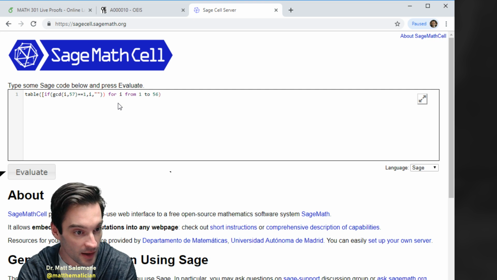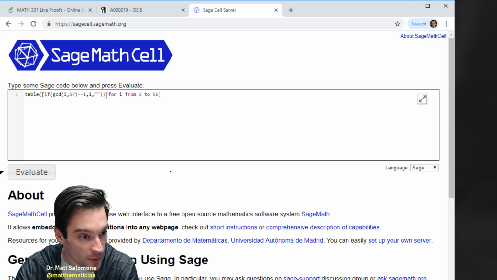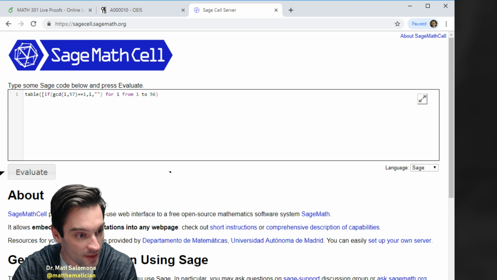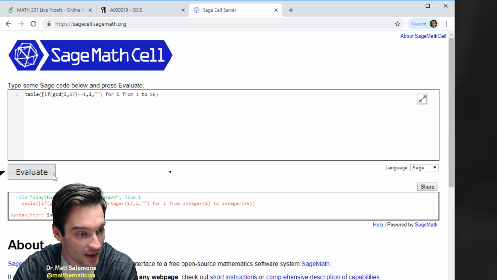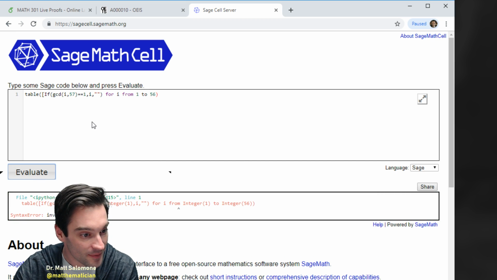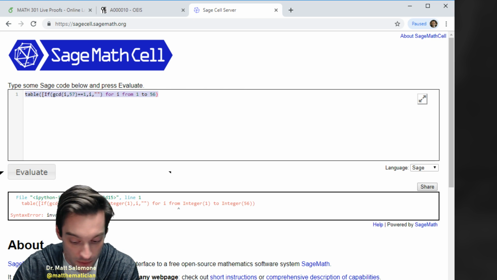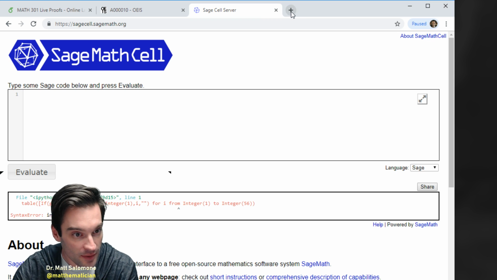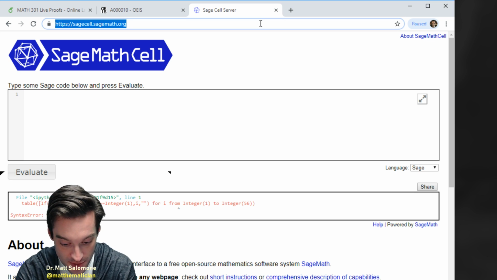I think I've got an issue here with my parentheses. I don't think it likes that very much either. Well, let's try it and see if I have my syntax right. I actually need a lot more practice with Sage. I'm not doing such a good job here.